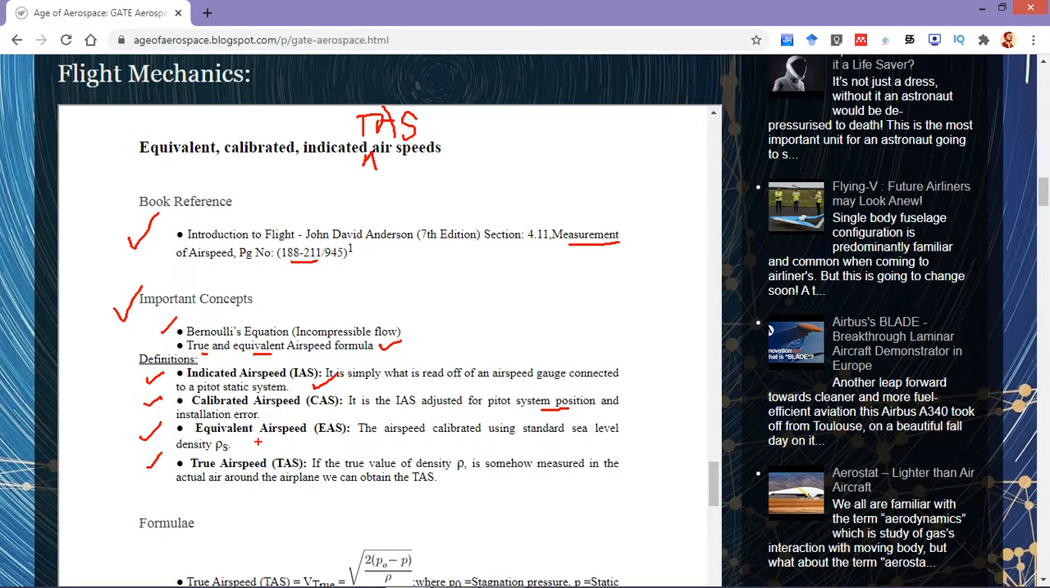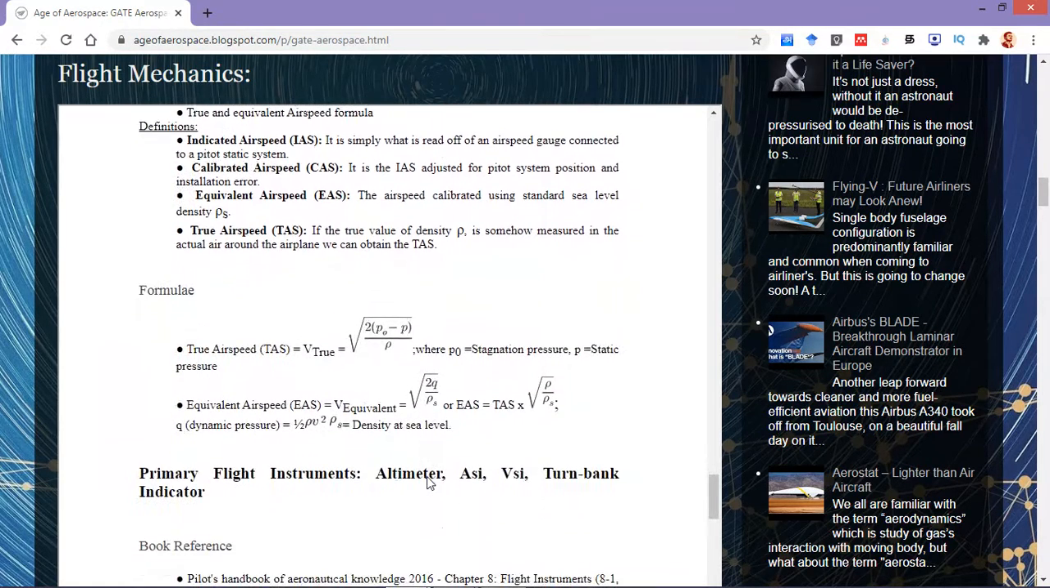Equivalent airspeed is nothing but the airspeed which the aircraft needs to fly to replicate the same level of airspeed at some particular altitude. We'll be focusing on a detailed definition in the further portion of this video. And true airspeed is nothing but the actual airspeed at which the aircraft is flying, and it takes into account the actual density at that particular altitude. Now we are moving on to the formulae portion of it.